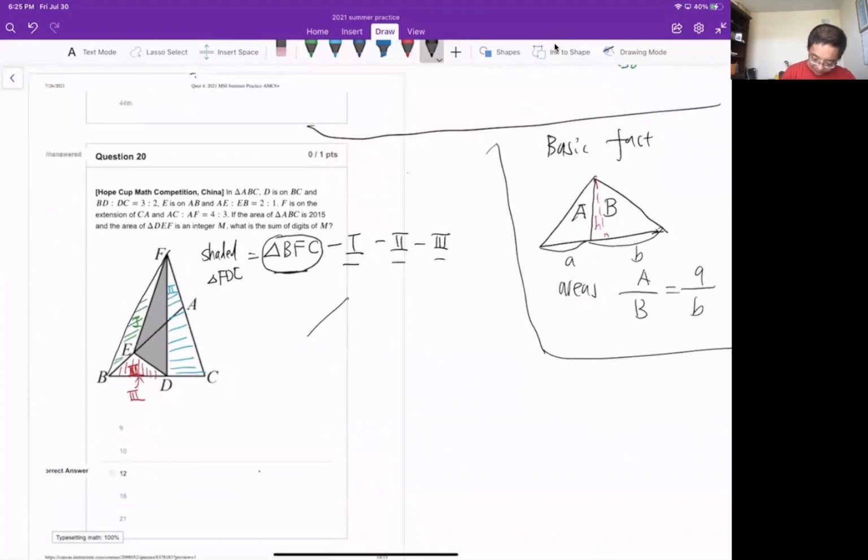First, let's calculate BFC. Here is F, this is B, and this is C, and here is A. Now the ratio of AC to AF, right?